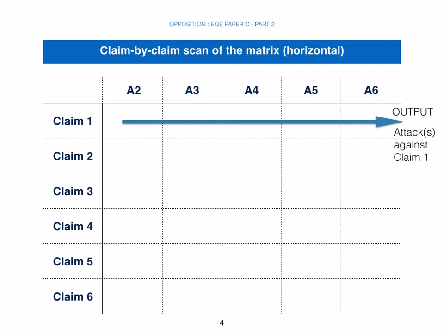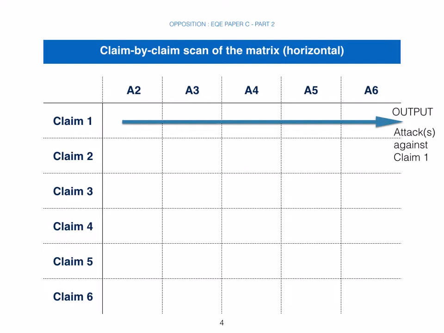Here we see a horizontal arrow along the claim 1 row. We start with claim 1, considering which features of claim 1 are present in each document A2 to A6. And we determine if the claim is novel or not novel in relation to each document. And for each novel claim, we consider which combinations of the documents lead to the full subject matter of the claim. Then we output the potential attacks against the claim. We output to the right by a horizontal scan of the novelty matrix. So we output the attacks to the right.